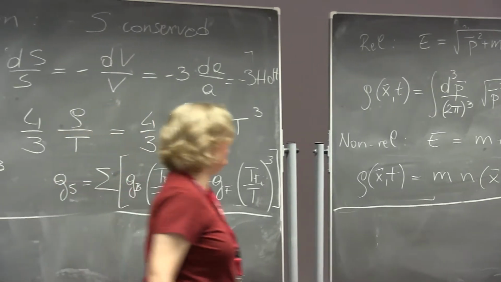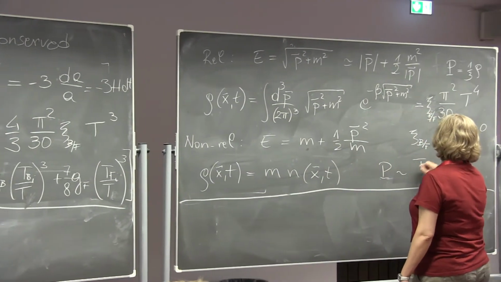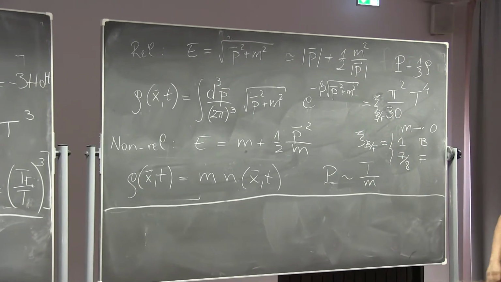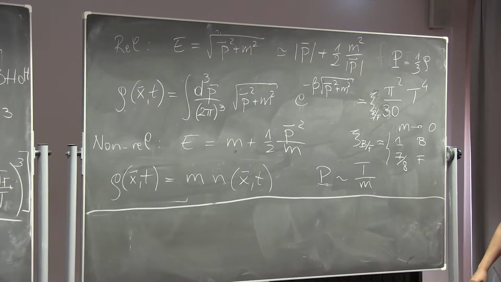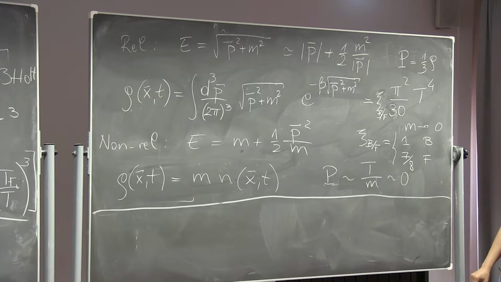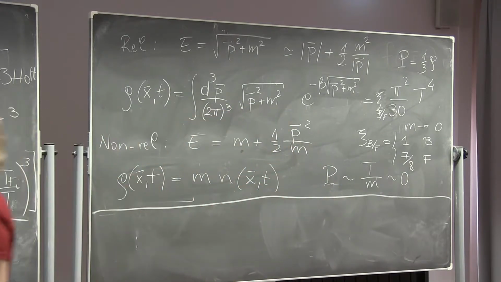Okay, so if you want, the pressure in this case is something like T over m, and therefore if you have a large m with respect to T, you have effectively 0 pressure, and this is what we took in our cosmological evolution. Okay, so this is all consistent.